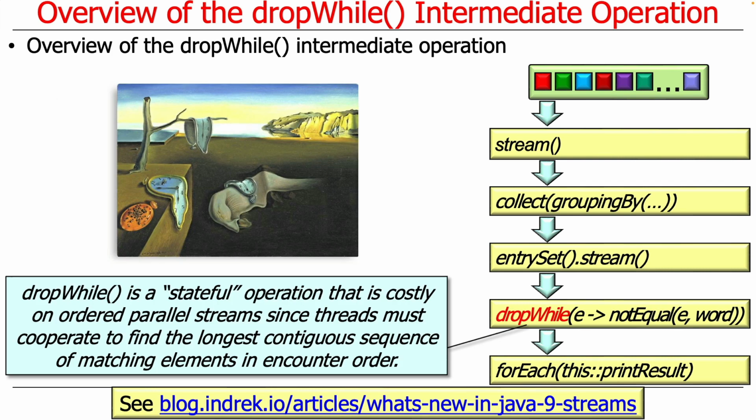dropWhile is a stateful operation, and that's because it needs to keep track of what has come in order to know what it should do when it gets the next element. And this is important because if you use it on an ordered parallel stream, then it will end up being very expensive to run. So probably not a good idea to use dropWhile on a parallel stream where the input is ordered in some way.